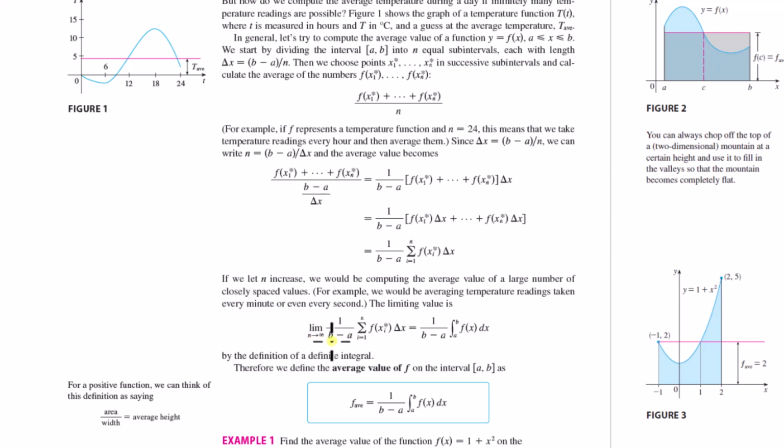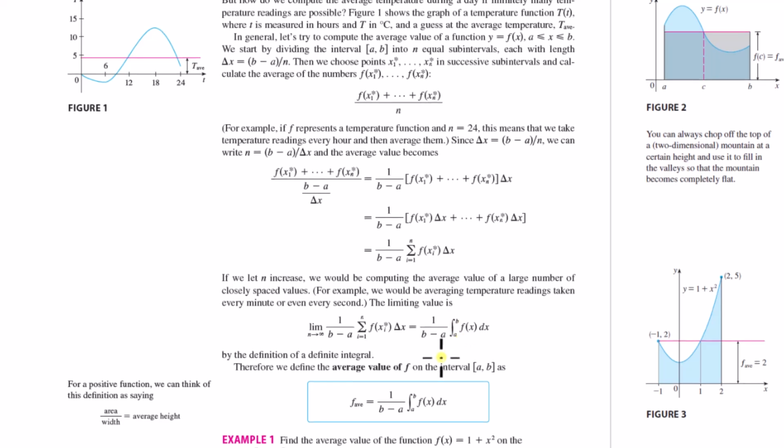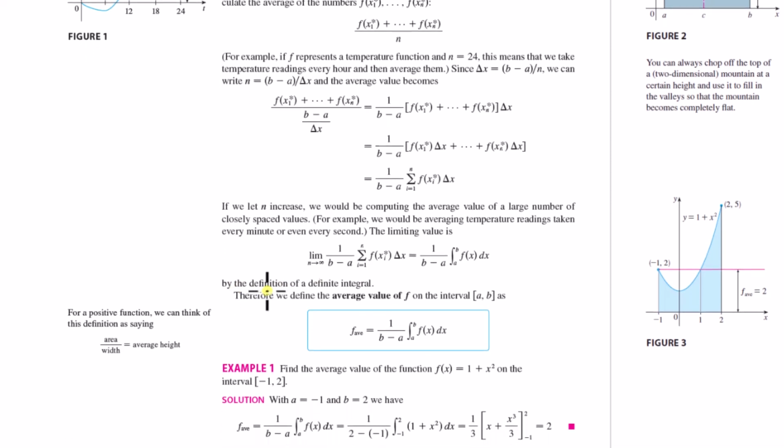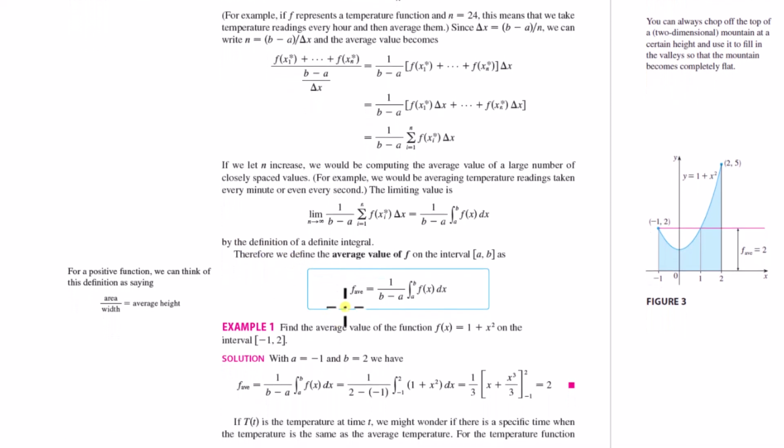And you're left with the limit as n goes to infinity of this Riemann sum. That's an integral. So they turned into an integral from a to b f of x dx. And that's the average value of a function over an interval: 1 over b minus a, the integral from a to b, f of x dx. Okay? And so here they give an example. Find the average value of this function over this interval.